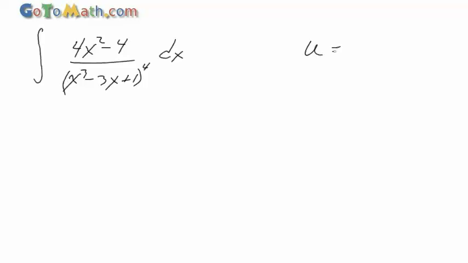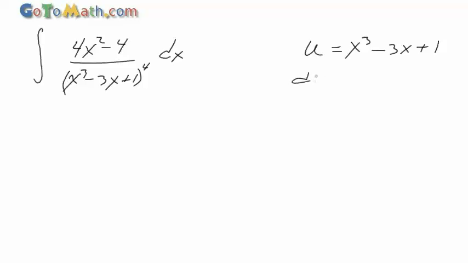So we got the integral of (4x squared minus 4) over (x cubed minus 3x plus 1), and it's all raised to the fourth power, dx. Alright, so you're like, well, what in the world am I going to use to do this? Let's remember, we usually let what's in parentheses raised to a power be our u. Okay, see how this works out.